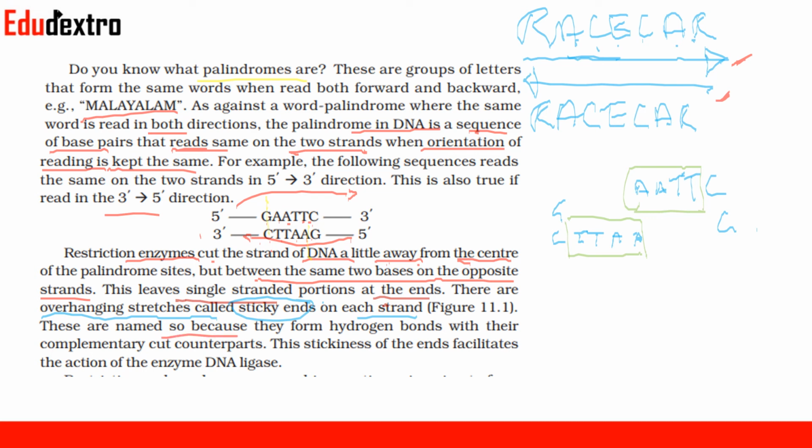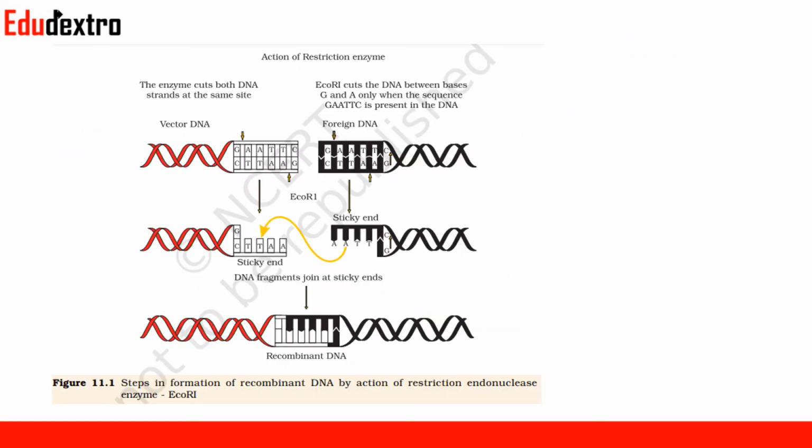These are named so because they form hydrogen bonds with their complementary cut counterparts, and this stickiness facilitates the action of the enzyme DNA ligase. So this stickiness is very much comfortable for our enzyme DNA ligase. Their tendency to form hydrogen bonds between the sticky ends is very much favorable for the action of our enzyme DNA ligase. So this is the diagram depicting the action of the restriction enzyme.